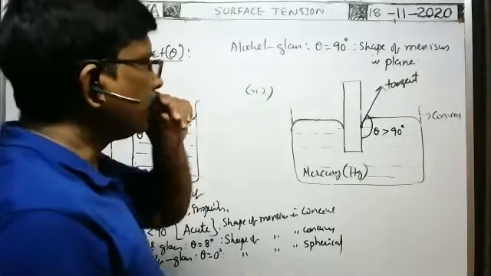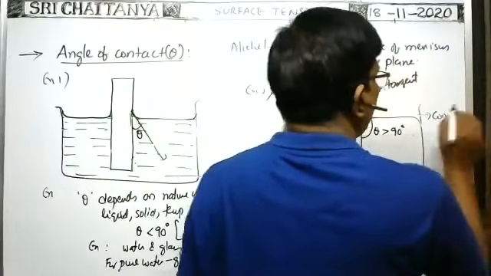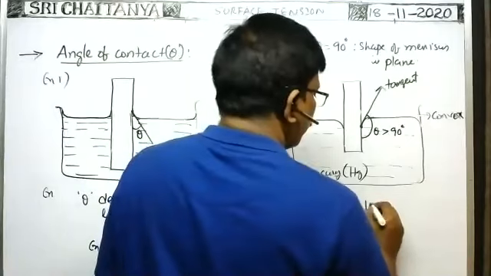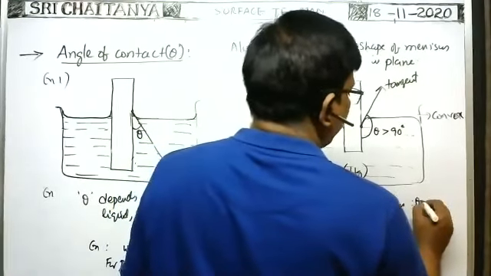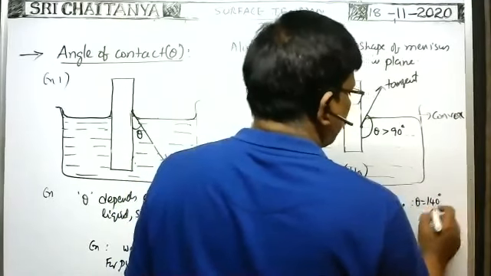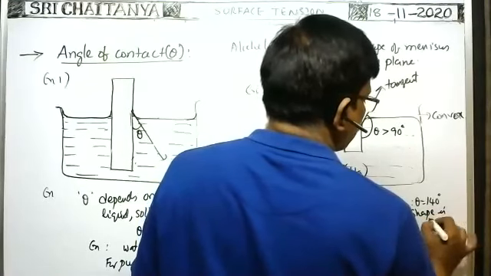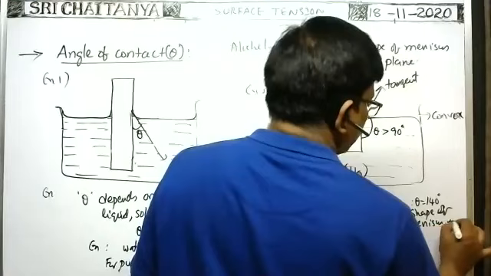Okay, then this shape of the meniscus is convex. So in case of mercury and glass, the angle of contact is approximately 140 degrees and the shape of the meniscus is convex.